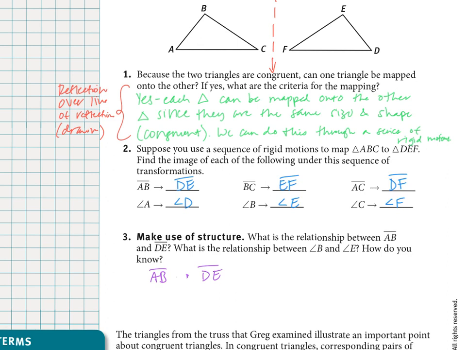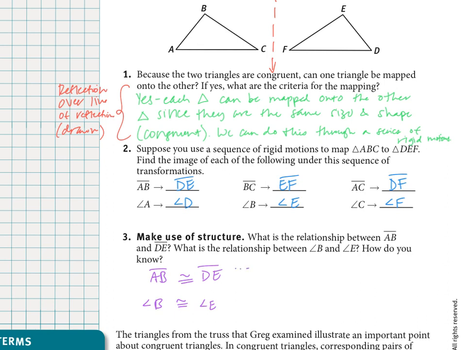Something else that we also know is that they are going to be congruent. So I should put the congruent symbol. That means it's the same size, same shape. So same thing with angle B to angle E. Yes, we know they correspond, they match to each other, but something else we know is that they are going to be congruent. They are going to be the same size and same shape.